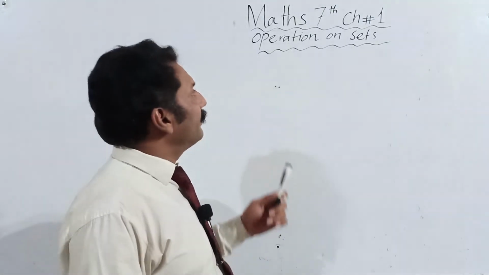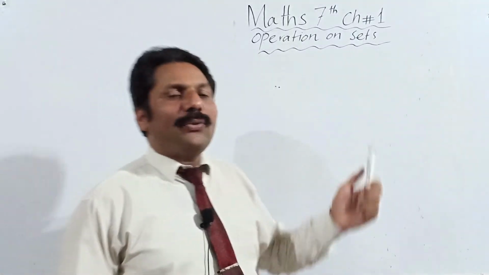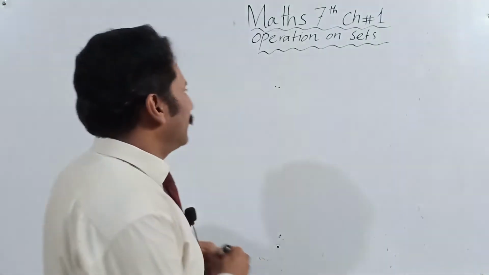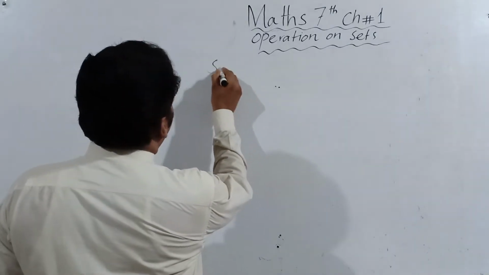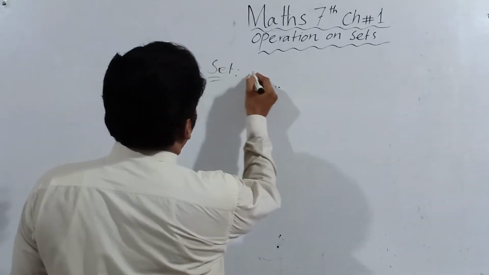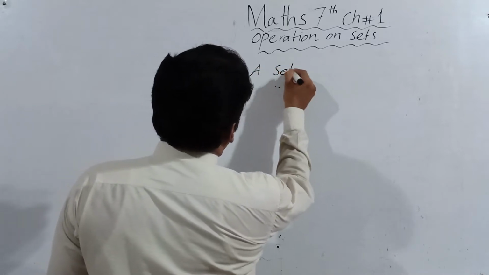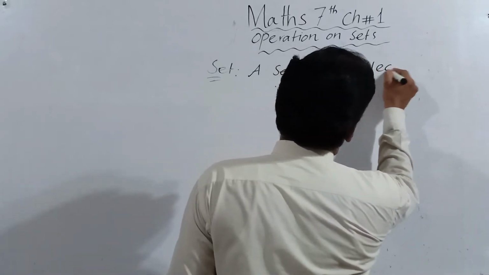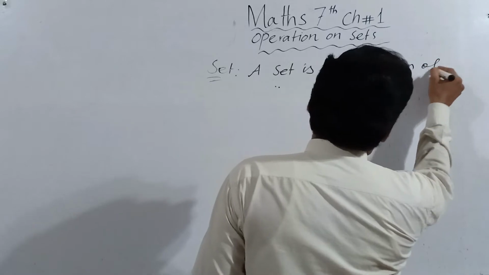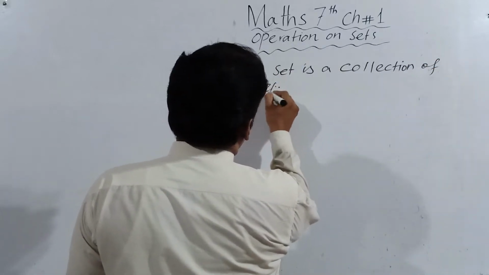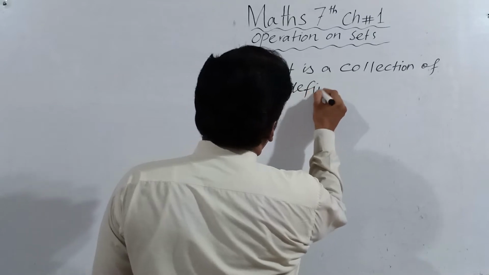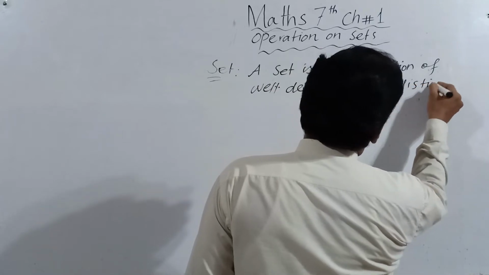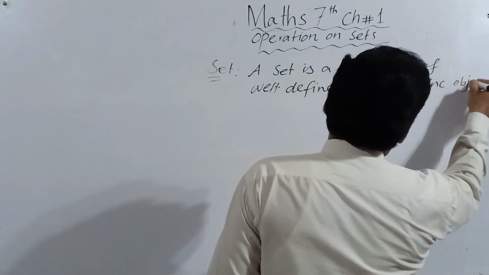Okay, first of all, I would like to define a set. What is a set? A set is a collection of well-defined and distinct objects.